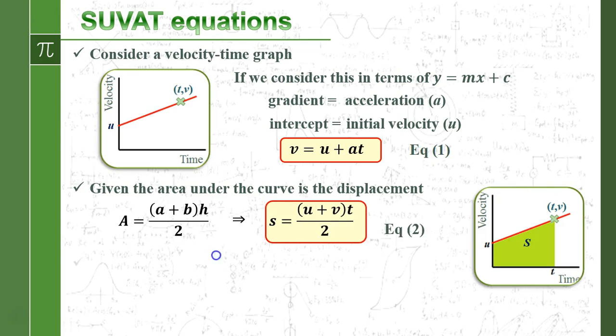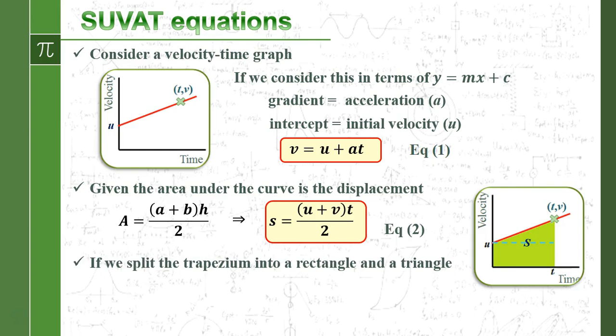What we can also do with this graph is, if we look at the area in a slightly different way, if we split it into a rectangle and a triangle, what we've got here is that distance there on our rectangle is just the initial velocity. This one here is the change in velocity, the increase in velocity, which is just acceleration times time. And so now we can create a formula which just adds together the area of the rectangle and the area of the triangle. So here we go.